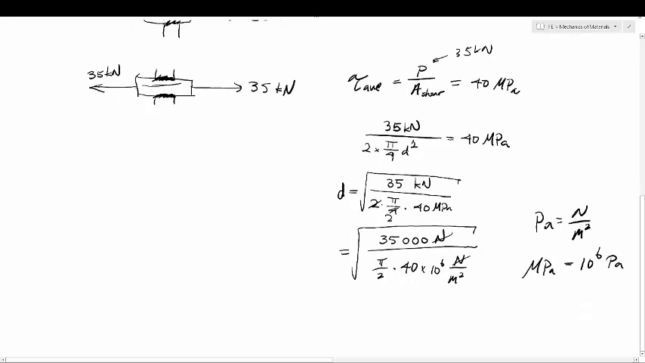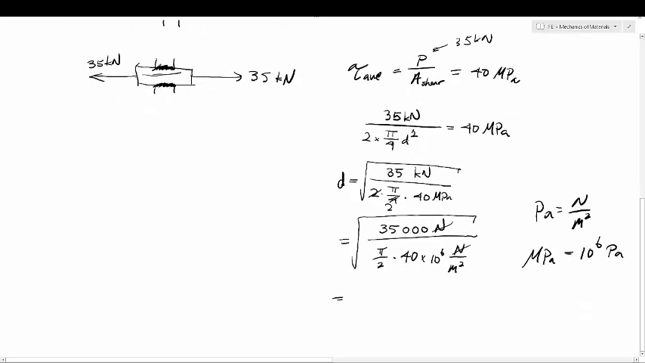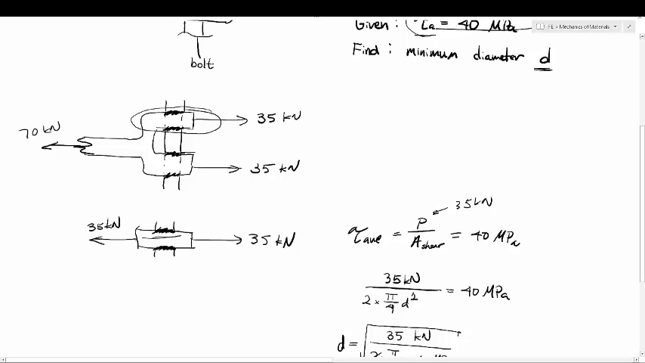These newtons are going to cancel out, and when I take the square root, this meter squared unit is going to turn into a meter. When I punch all of this into a calculator, I should get 0.0236 meters. If I change this to millimeters, you multiply by 1,000, so that'll be 23.6 millimeters. So that's my diameter for this left-hand side.